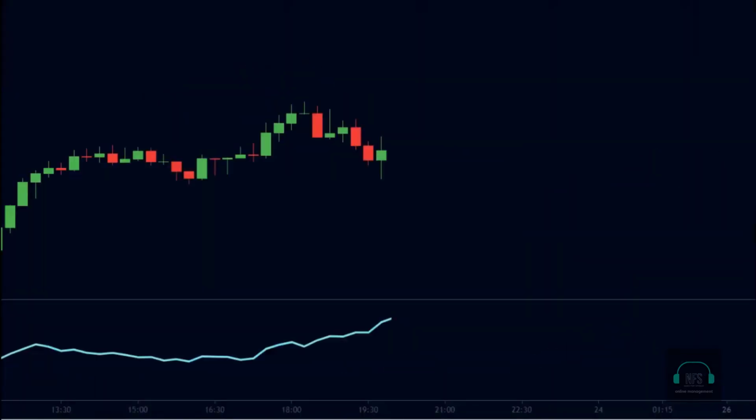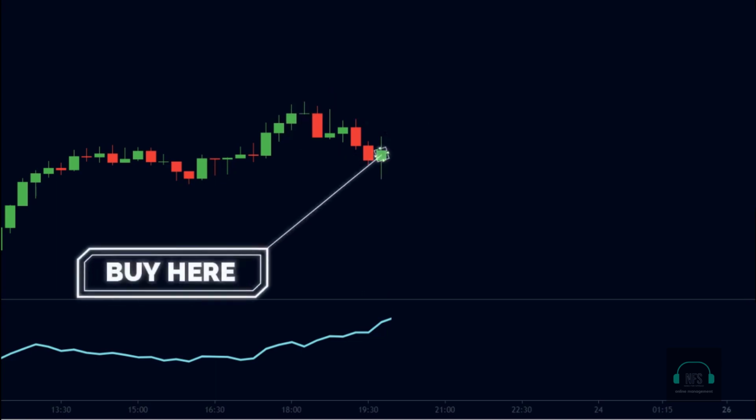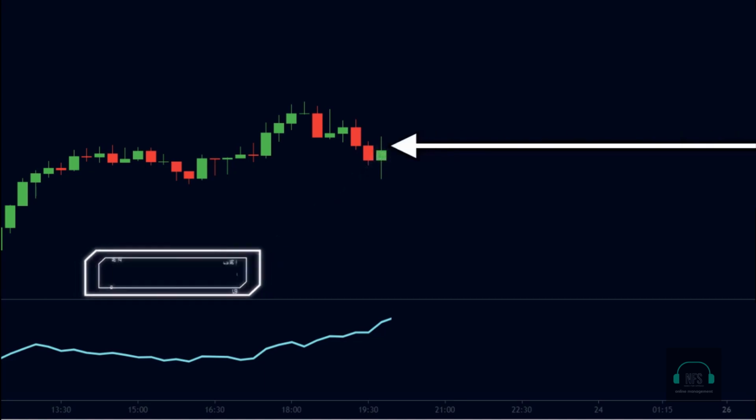For instance, let's say that I want to buy here on this green candle. For some reason I think that this small down move was a pullback, and this green candle gives me a signal that the price may be about to resume the uptrend. So I decide to buy here.